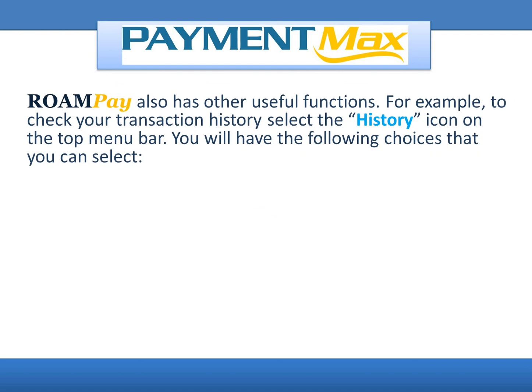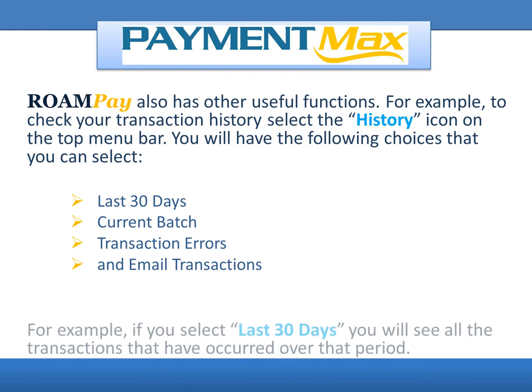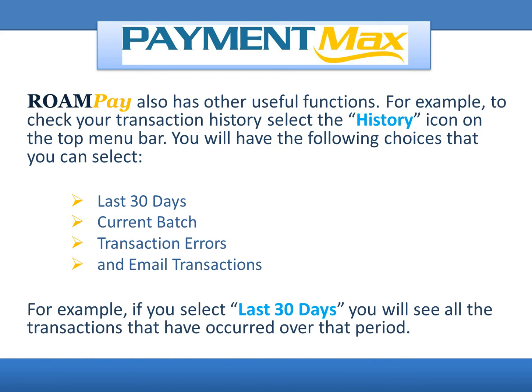RoamPay also has other useful functions. For example, to check your transaction history, select the history icon on the top menu bar. You will have the following choices that you can select: last 30 days, current batch, transaction errors, and email transactions. For example, if you select last 30 days, you will see all the transactions that have occurred over that period.